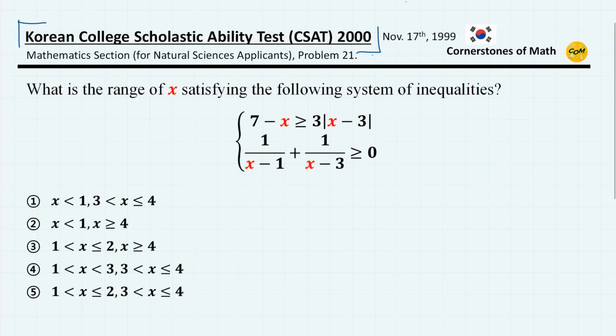Today we are going to solve the following problem. What is the range of x satisfying the following system of inequalities? The first inequality is 7 minus x is greater than or equal to 3 times the absolute value of x minus 3. Let's call this inequality number 1. And the second inequality is 1 over x minus 1 plus 1 over x minus 3 is greater than or equal to 0. Let's call this inequality number 2.